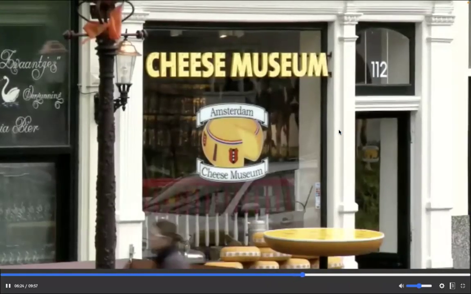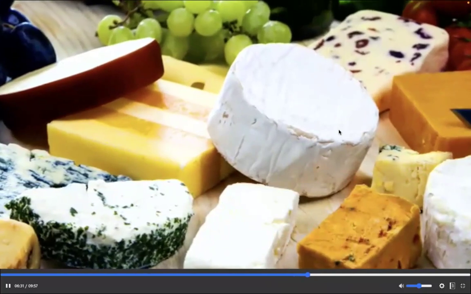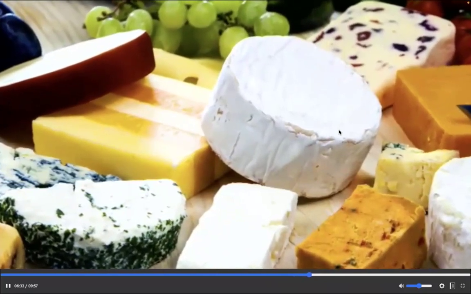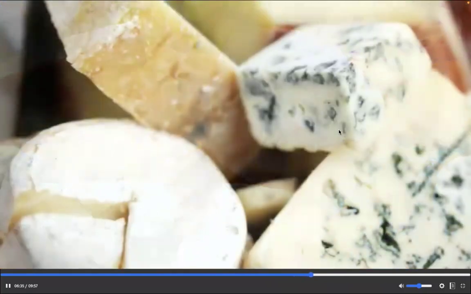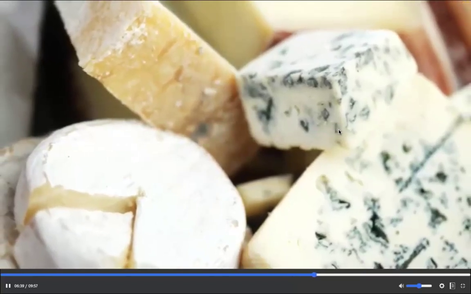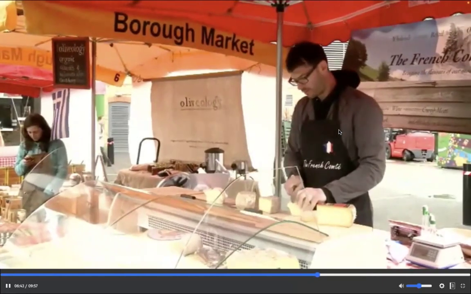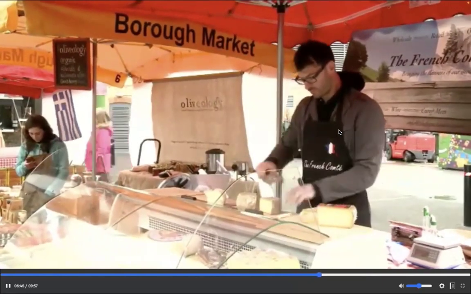Cheese is older than recorded history. No one knows who invented it. It probably happened by accident. Today, there are thousands of different types of cheese. Many countries have their own special cheeses.